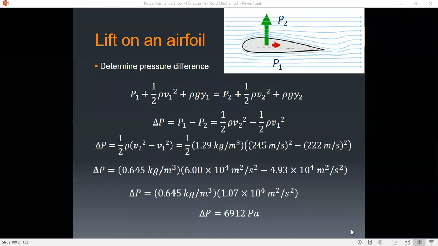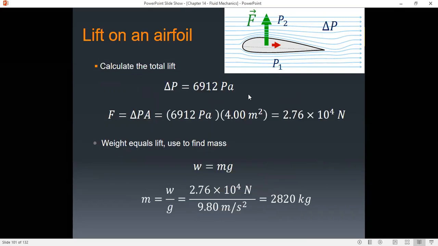Now that I have the difference in pressure, I can use the area. Pressure is force divided by area. I can use the area and find out the lifting force. Okay? Difference in pressure, 6,912 pascals. The upward force, therefore, is the pressure difference times the area. We get the weight. From the weight, we can find the mass. Okay? So this plane with that surface area could take a total weight of 2,820 kilograms. Obviously, if you have more weight, you have to go faster to create more lift. Less weight, you can go slower.